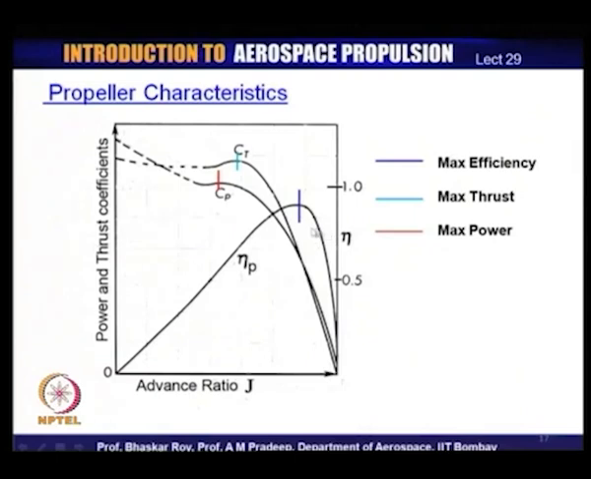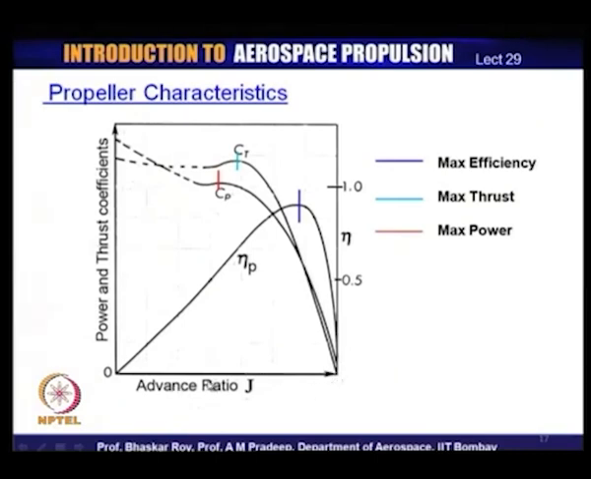You see, as I said, they are shown in terms of the advance ratio, and typically the advance ratio will increase as the forward velocity of the propeller increases. That means, as the aircraft starts moving and flying, its forward velocity increases and the advance ratio typically would increase. So, depending on the aircraft, the maximum advance ratio can be set.